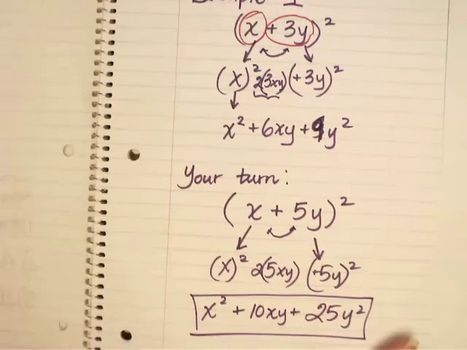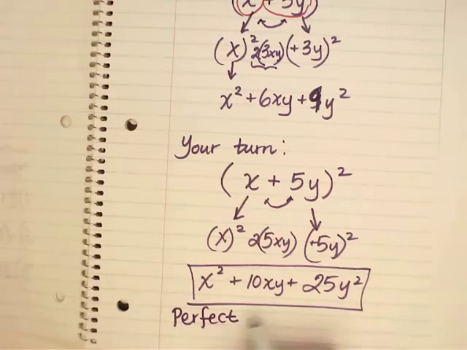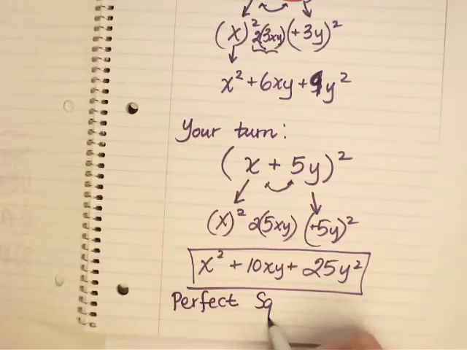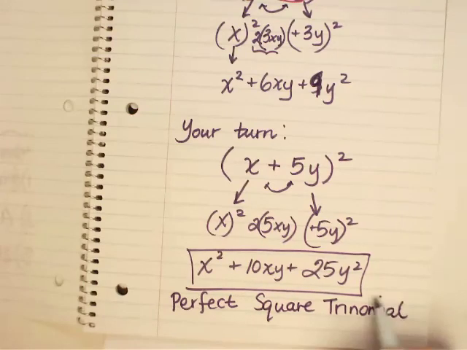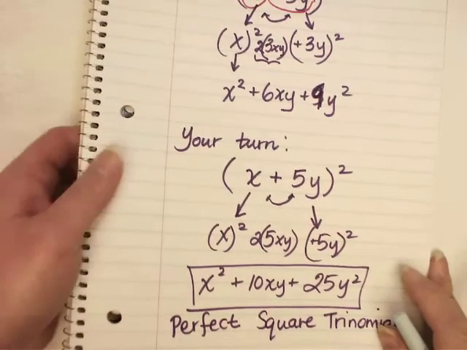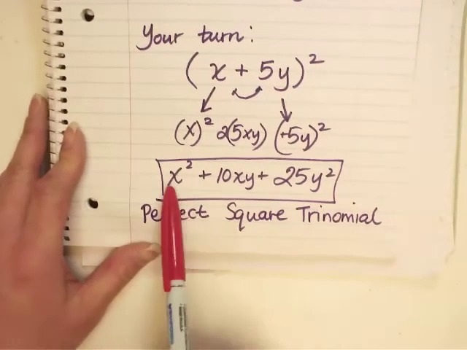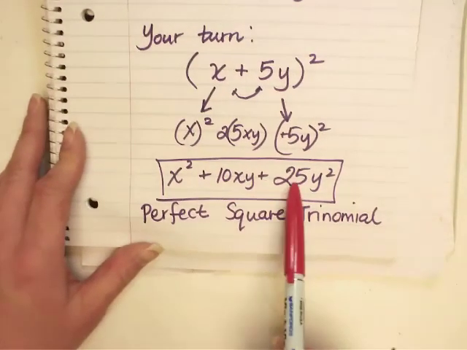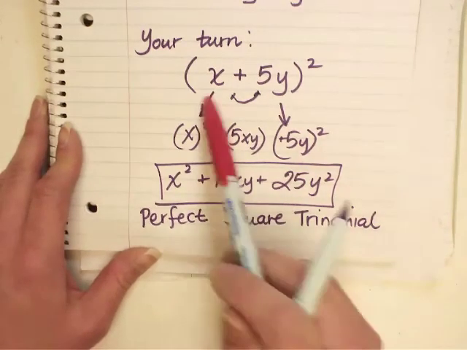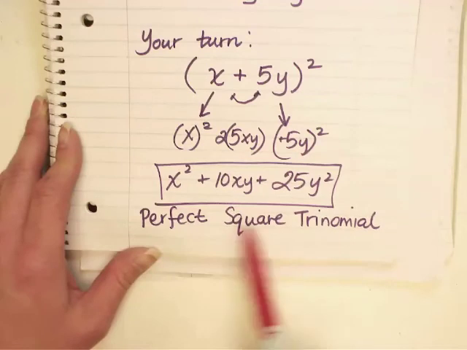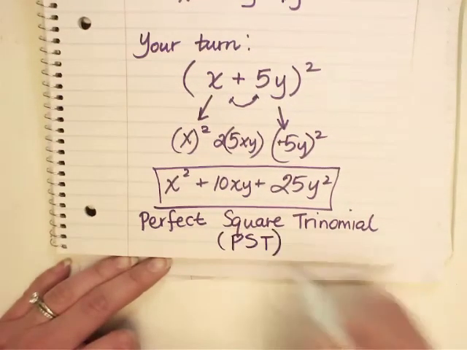This trinomial, by the way, does have a special name. We call this a perfect square trinomial. And the reason that it is called a perfect square trinomial, if you take a look, it is a trinomial, which is 3 pieces, x squared plus 10xy plus 25y squared, and it was created from a perfect square. You took a binomial and squared it, so it's a perfect square trinomial, or as we like to call it for short, a PST, perfect square trinomial.